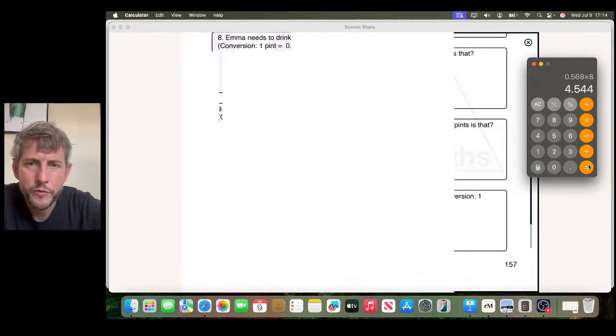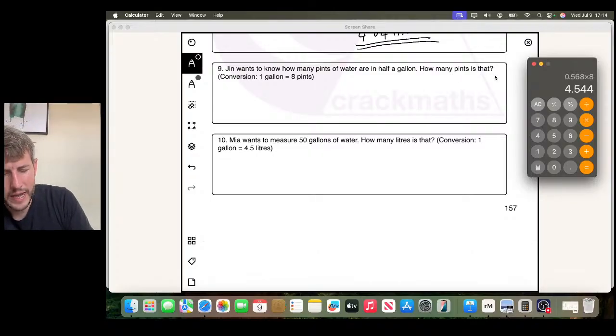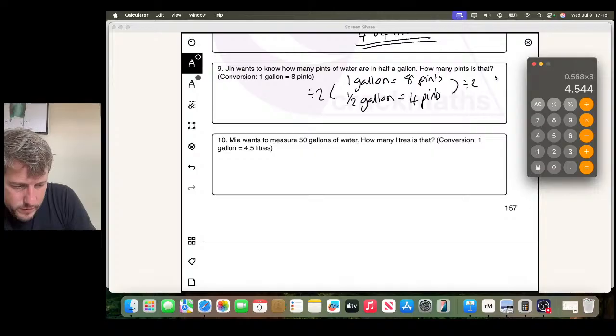Question 9, we've got Jin wants to know how many pints of water are in half a gallon. How many pints is that? So 1 gallon equals 8 pints. Half a gallon, well, that has been divided by 2. That's how we half something. Divide this by 2 as well. So that will be 4 pints. There we go.